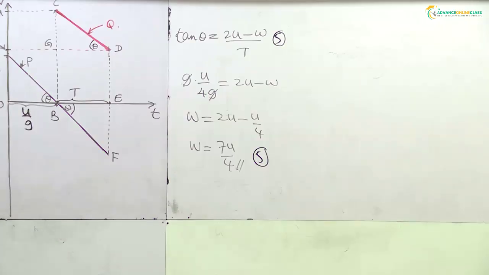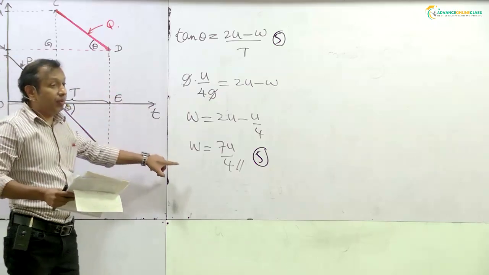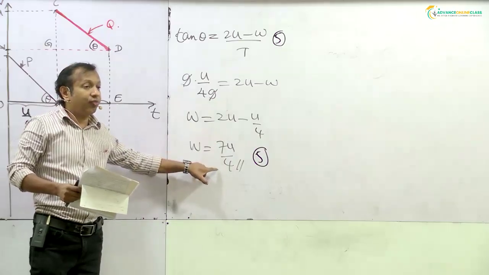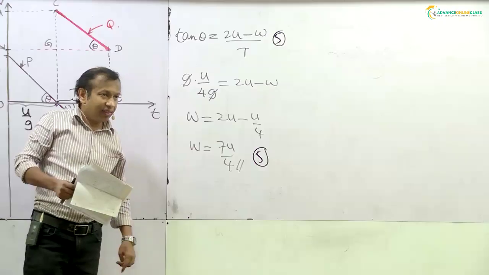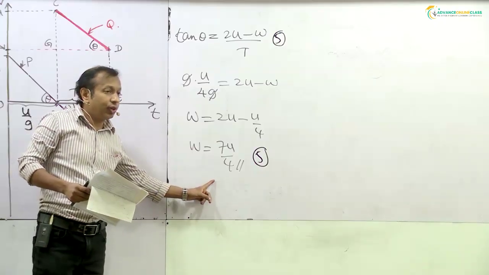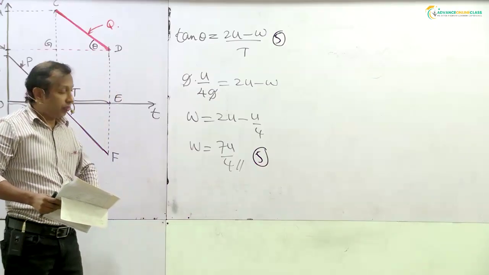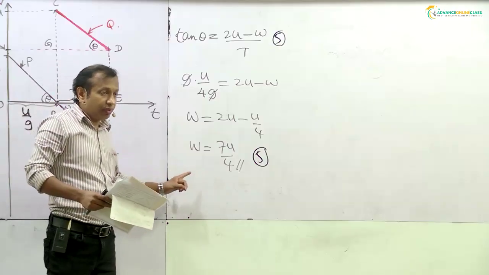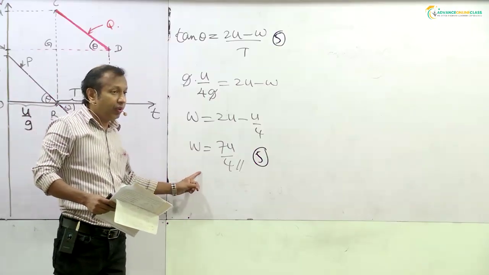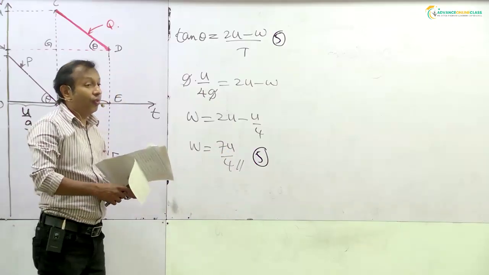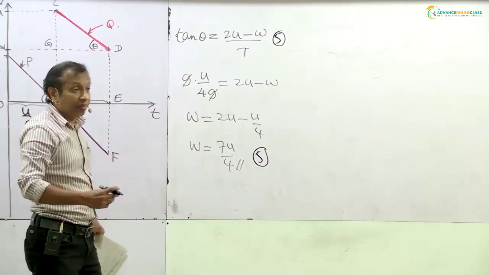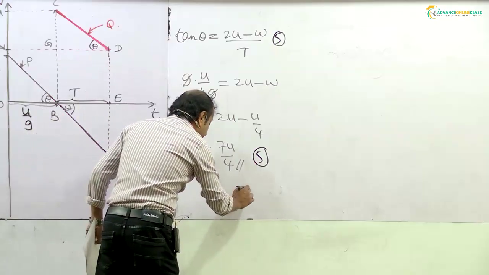Right. So then in words, you must write: therefore, velocity of Q when they meet, 7U by 4. For that, another 5 marks. Write that down in words. Therefore, velocity of Q when they meet, 7U over 4. For that statement, 5 marks.